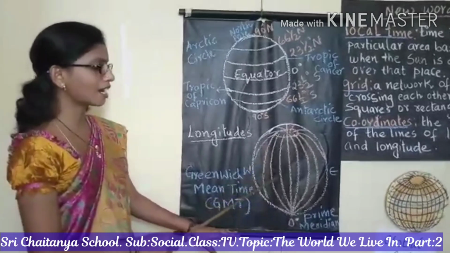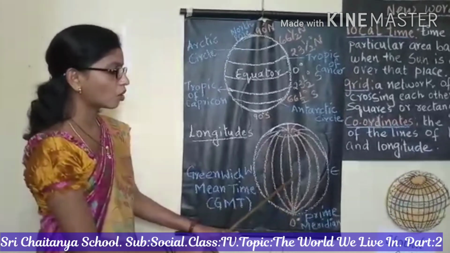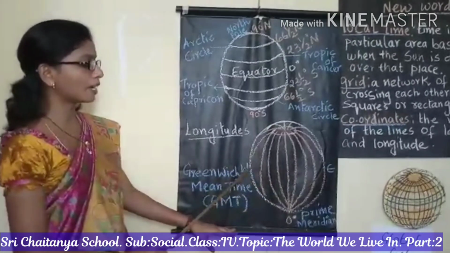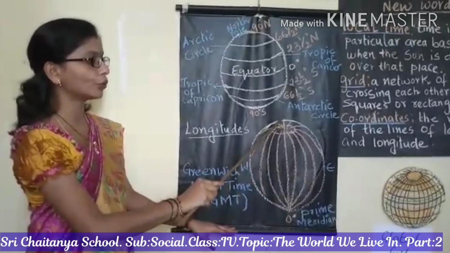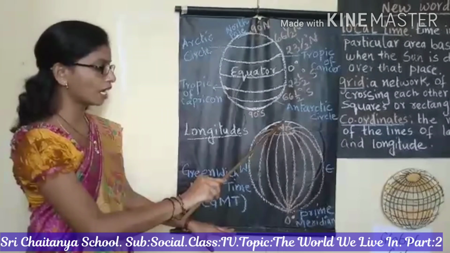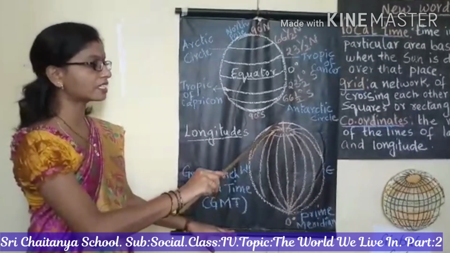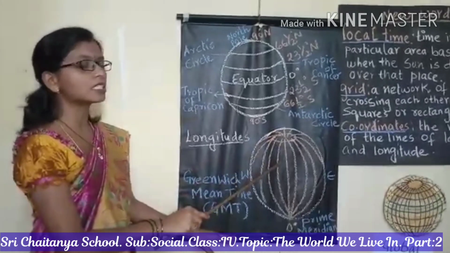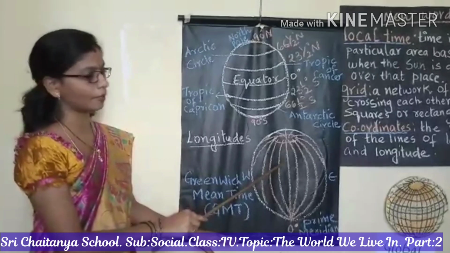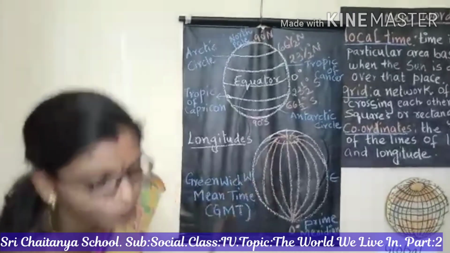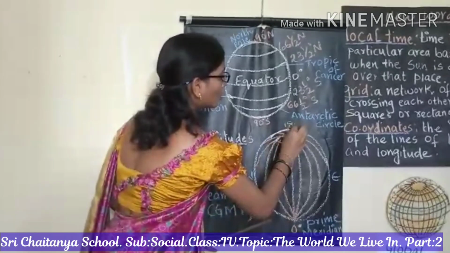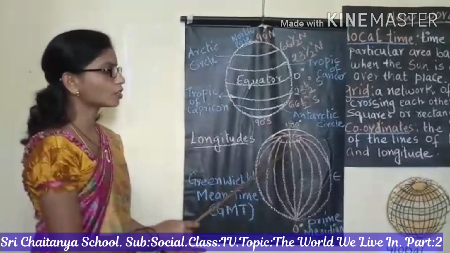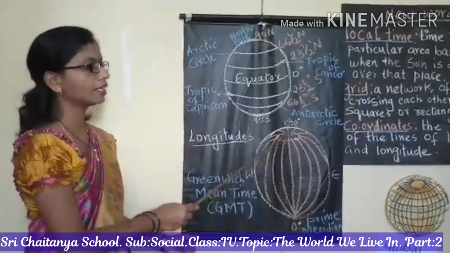So here the longitudes are 360 in number, and the longitudes on the west side and the longitudes on the east side end up meeting at 180-degree longitude. This 180-degree longitude, the east and west longitude, is the same. It is one and the same. It is just opposite to the 0 degree longitude, the prime meridian. And this 180-degree longitude is also known as the anti-meridian, and it is just opposite to the prime meridian.